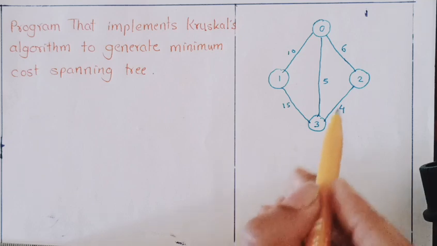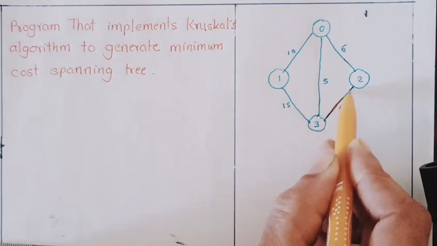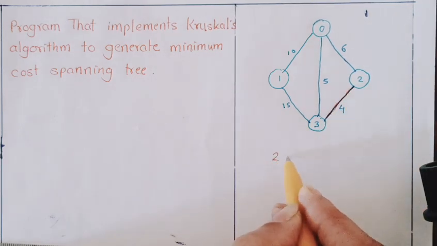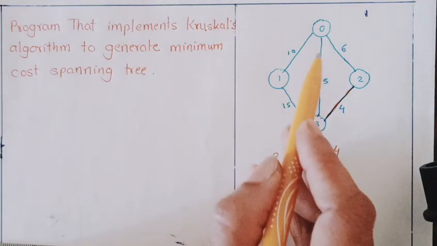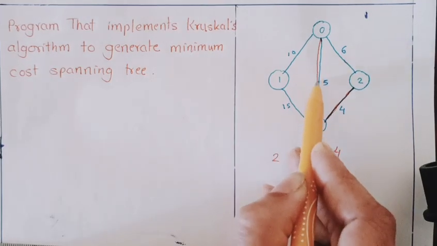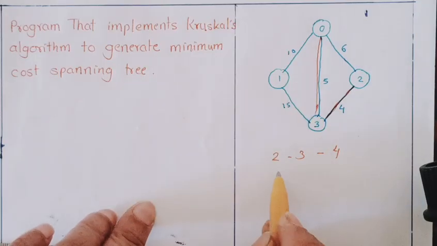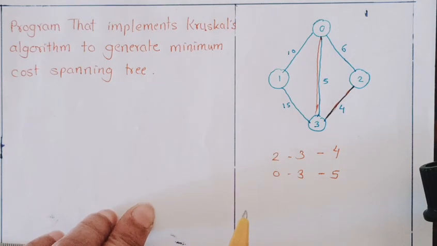So first, which one is the minimum cost? This one, 2 to 3. So how much is the cost of 2 to 3? 4 here. Okay. Next one is what? The minimum cost is 0 to 3. So how much is the cost of 0 to 3? 5 here.